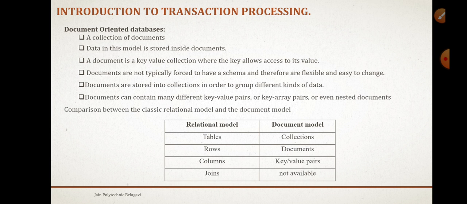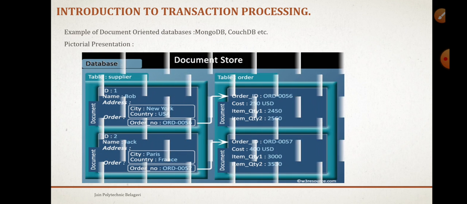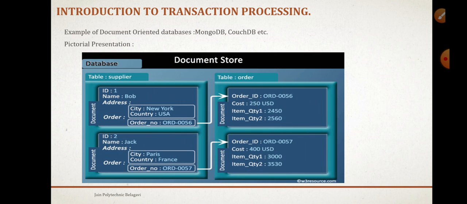Comparison between the classical relational model and the document model. Here again, in the relational model, tables; in the document model, collections. Relational model, rows; document model, documents. Relational model, columns; document model, key value pairs. Relational model, joins; document model, not available. So examples of document oriented databases are MongoDB, CouchDB.